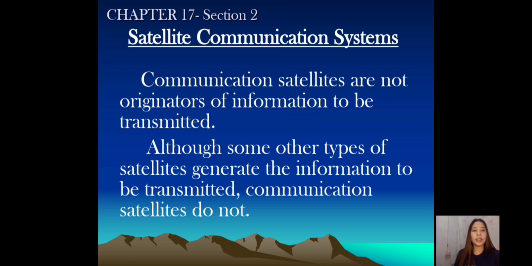Chapter 17, Section 2, Satellite Communication Systems. Communication satellites are not originators of information to be transmitted, although some other types of satellites generate the information to be transmitted. Communication satellites do not.